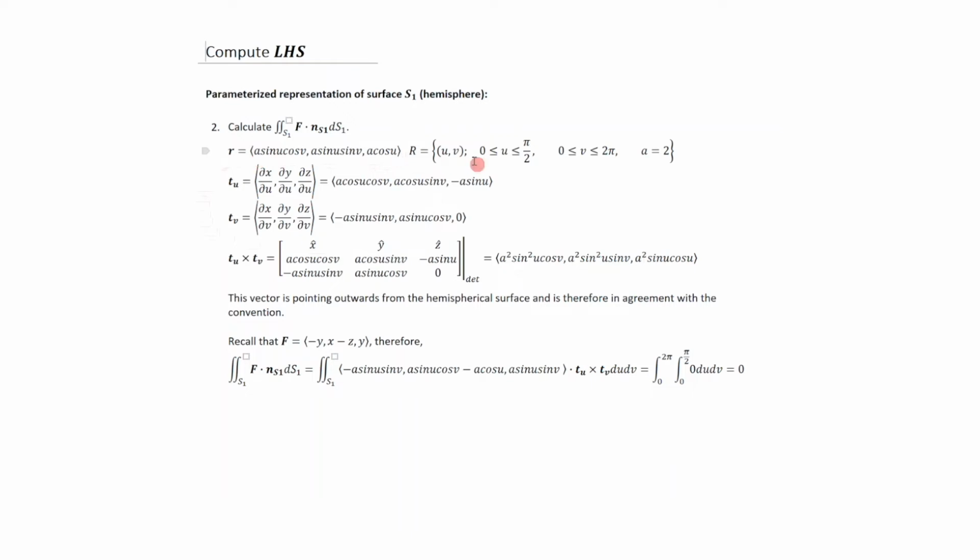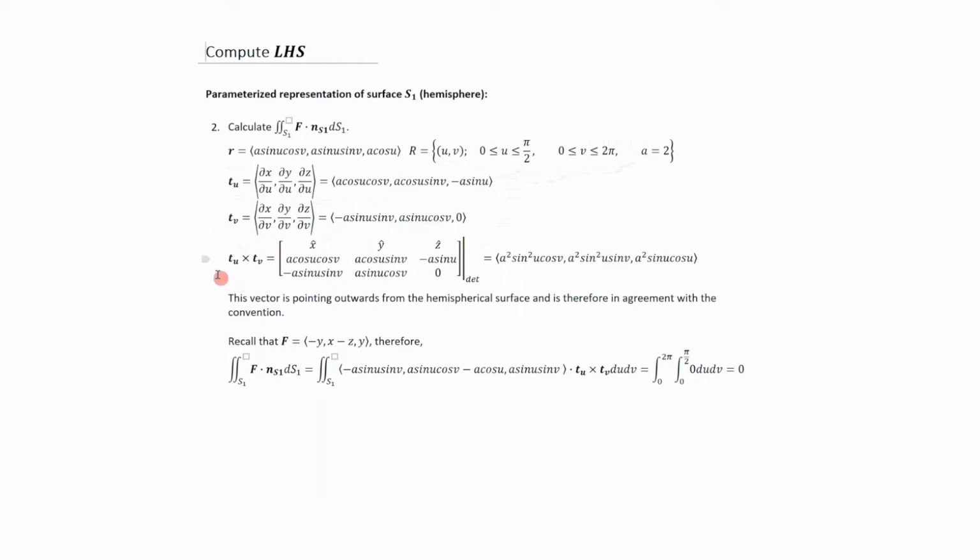Now, because it's a hemisphere, u is only going to extend to pi over 2 rather than to pi, whereas v will go the full circle, from 0 all the way to 2 pi. So this is a description of the hemispherical surface. The next step would be to compute the T partial u and T partial v. If you do this calculation, you end up with this vector. If you do partial with respect to v, you end up with this vector.